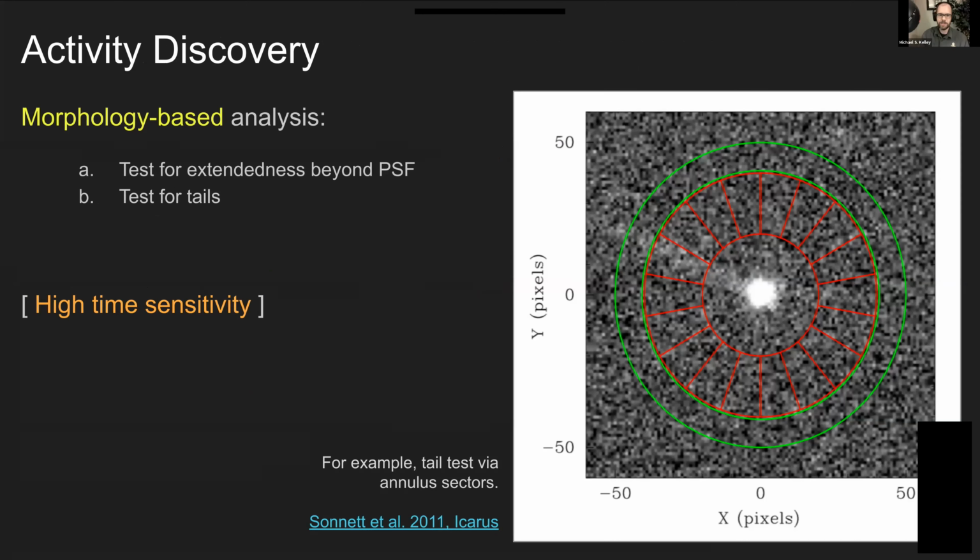Then my last slide is just about actual activity discovery with a different kind of test that ignores the PSF and looks at the material around it. But all these things I would consider to be highly time sensitive and can drive observations through a follow-up manager. Thanks.